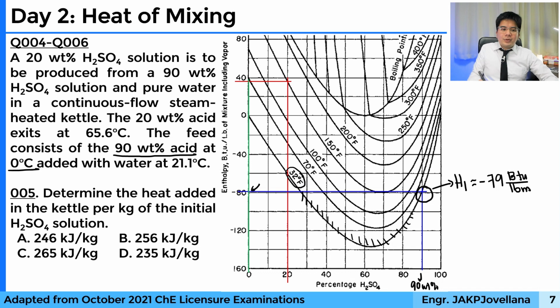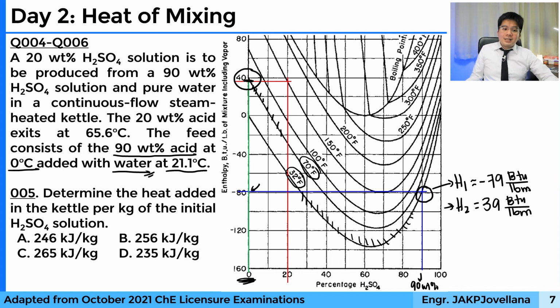For the second stream, that of pure water, it is 0% sulfuric acid, which is here in the diagram. And the temperature of water is 21 degrees Celsius or approximately 70 degrees Fahrenheit. So this is 0% of H2SO4, and this is 70 degrees Fahrenheit. So this is the curve, and we intersect it at this side. This is slightly below 40. So let's denote H2 as approximately 39 BTU per pound mass.